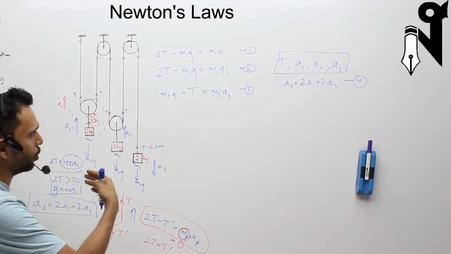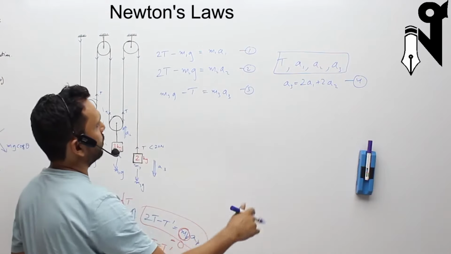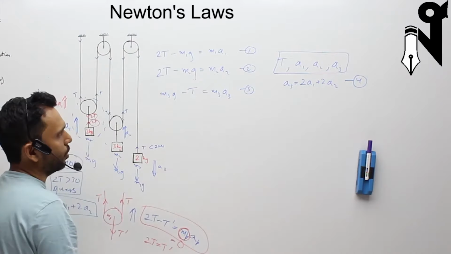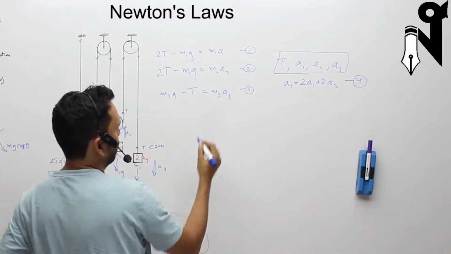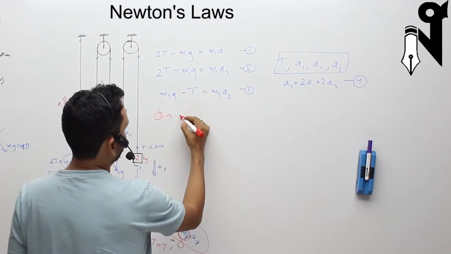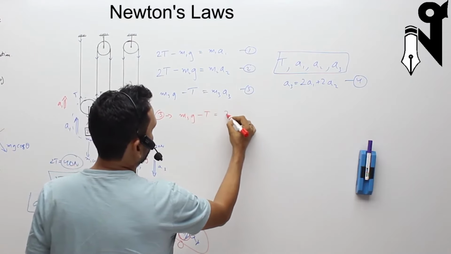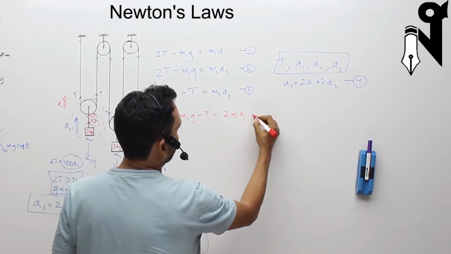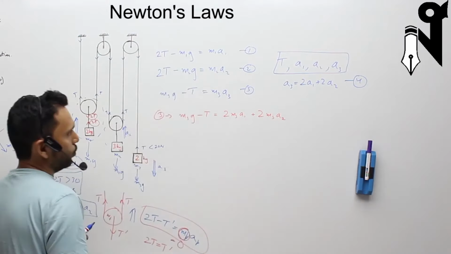Let us go on solving with the variables. So first of all, we'll eliminate one of the variables. Let us keep the variables as a1 and a2 only, and let us do away with a3. So what do we get over here? From equation 3, what we get is m3g minus t is equal to twice of m3a1 plus twice of m3a2.